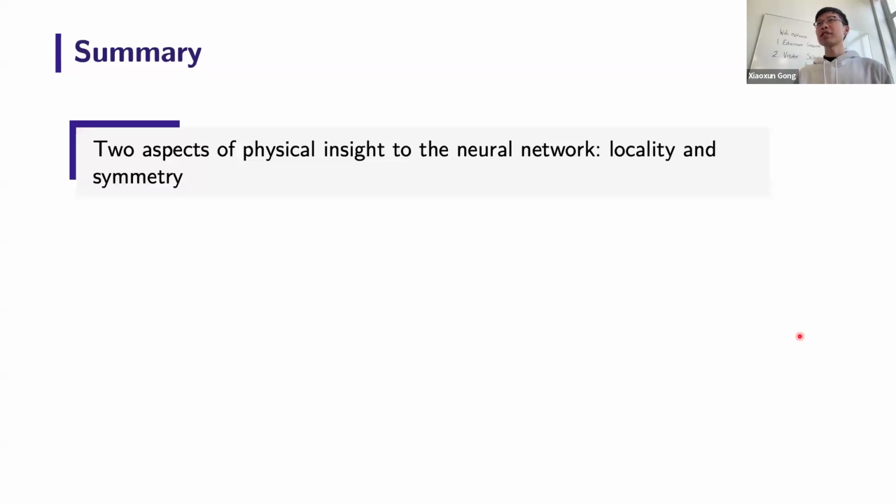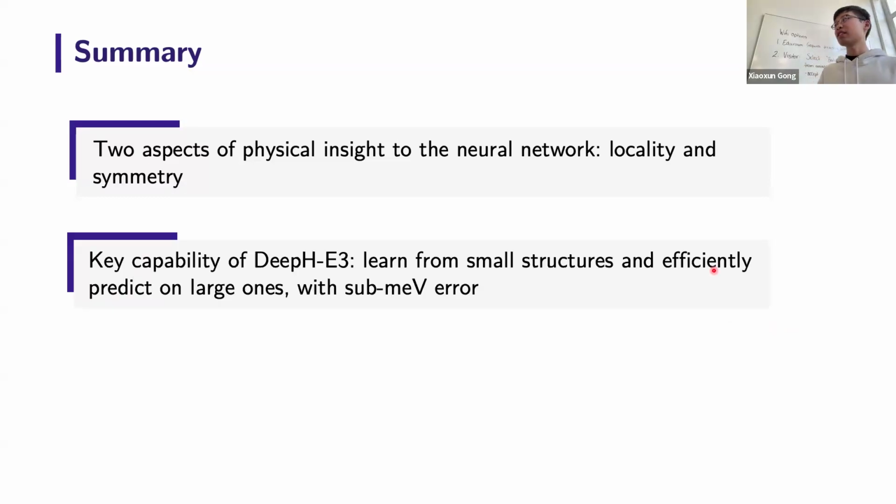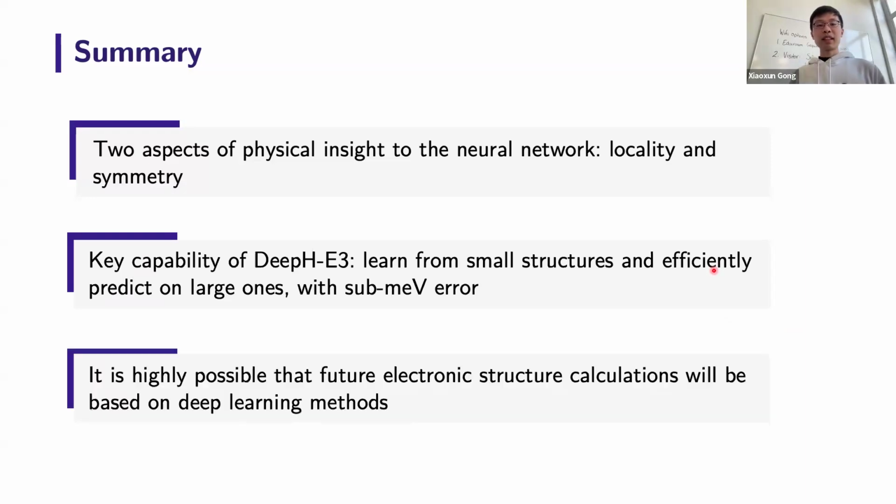The first important take-home message is that there are two aspects of physical insights put into the design of our neural network, which are locality and symmetry. And the key capability of the DeepH E3 method is that it can learn from small structures and very efficiently predict on much larger ones, and the errors are on the sub-meV level. Because of all of these extensions and applications of this deep learning Hamiltonian method, we would like to say that it is very highly possible that in the future, electronic structure calculations will be replaced, and most of them will be based on deep learning methods.